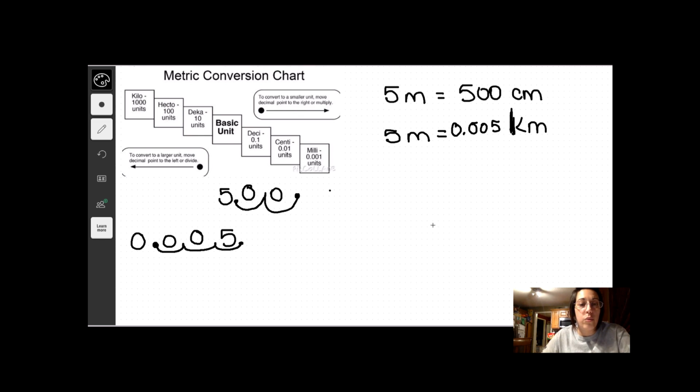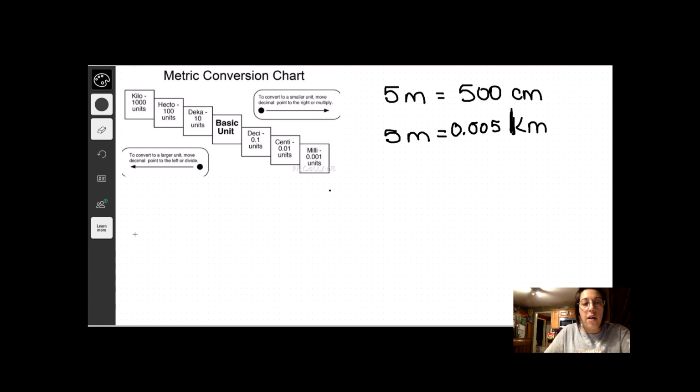So looking at this, we just keep practicing like this. Think about where you're starting. So if I start with a different unit, then we think about how we move on the staircase.